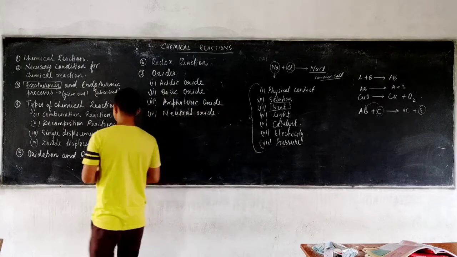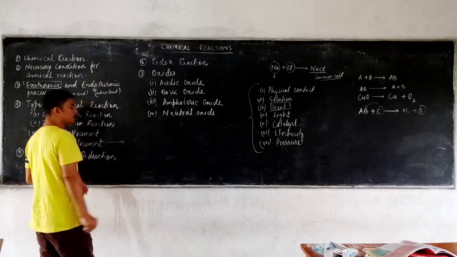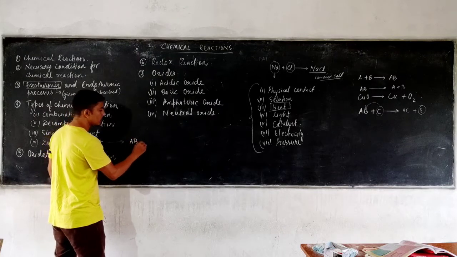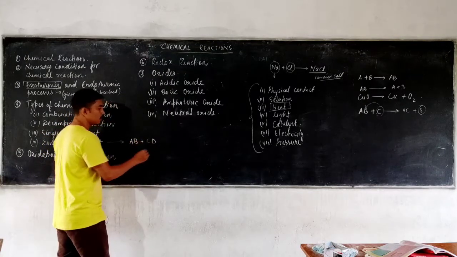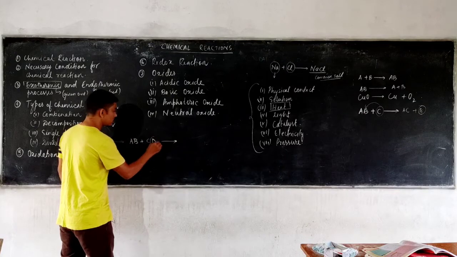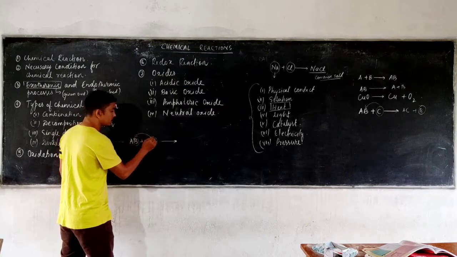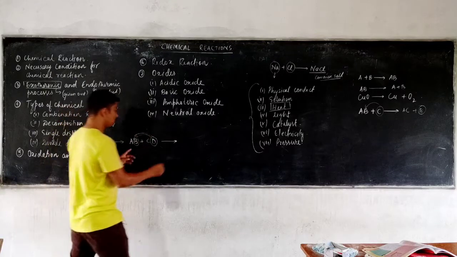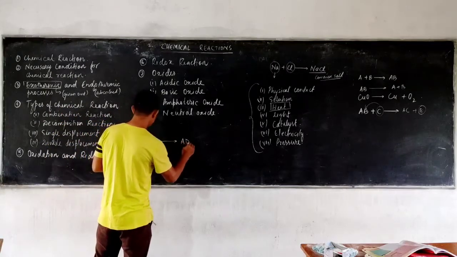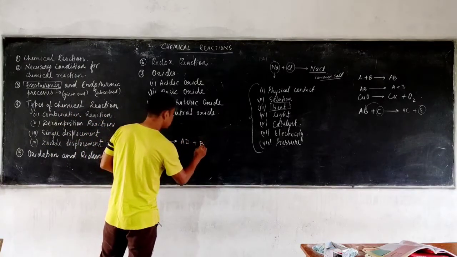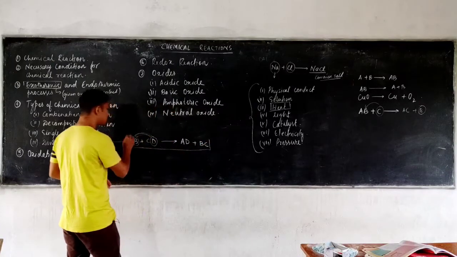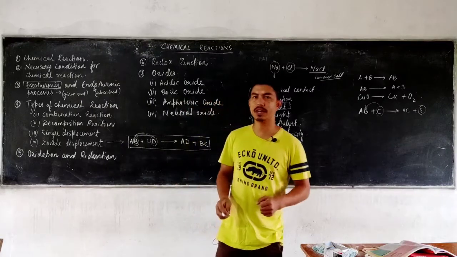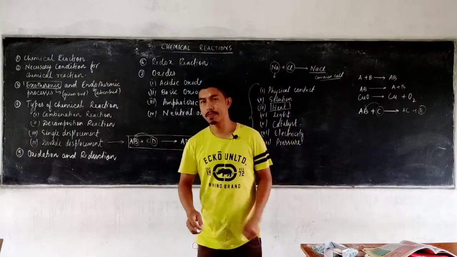Now coming to the double displacement reaction. Double displacement means the displacement will occur 2 times. Like if I have 2 compounds, AB plus CD, in this case D and B get interchanged. D will displace B and B will displace D. So I'll get AD plus CB. This kind of reaction is known as a double displacement reaction, where the displacement of elements occurs 2 times.